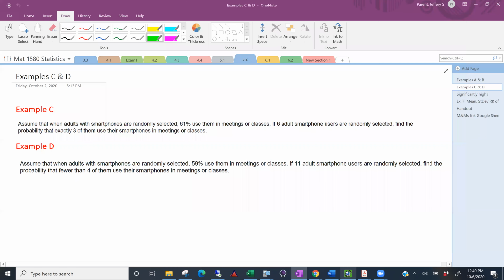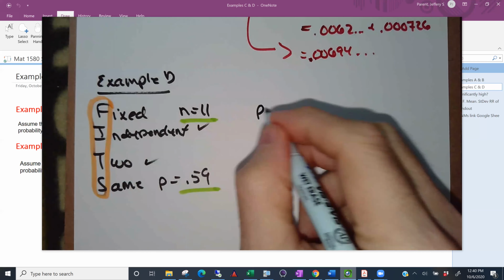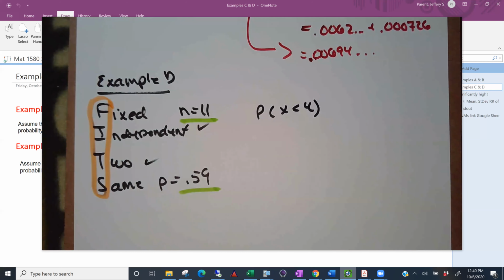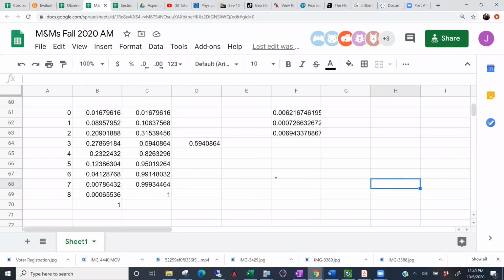I think we're going to need one more here as well. It says, if 11 adult smartphone users are randomly selected, find the probability that fewer than 4 of them use their smartphones in meetings or classes. So probably that X is less than 4. And we've seen something like this before today. Let's see if you can't calculate that on Google Sheets. So we'll go back to here, and I'll give you a little bit of time to do that.